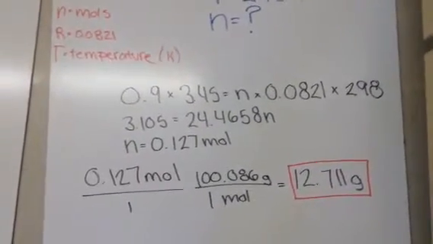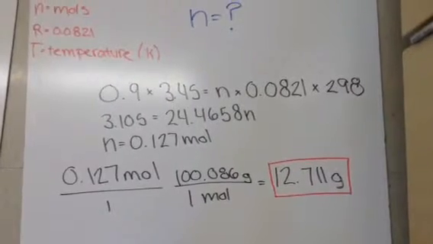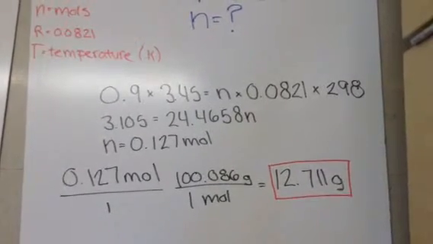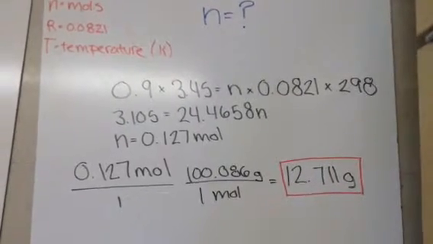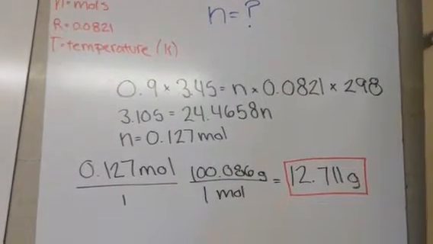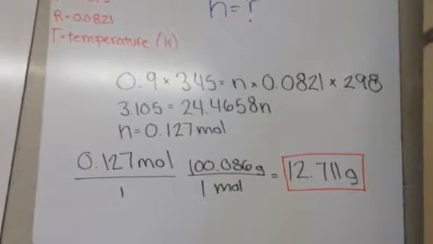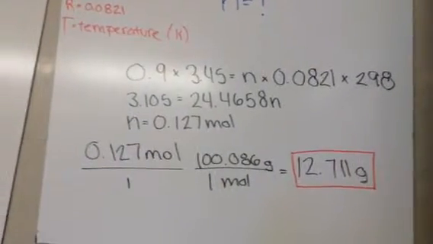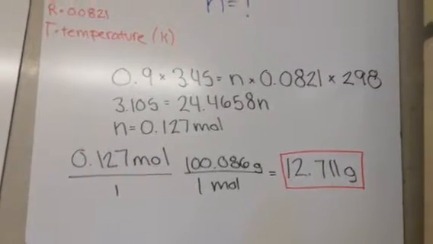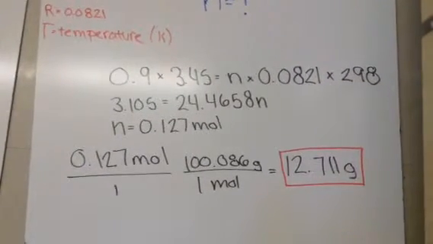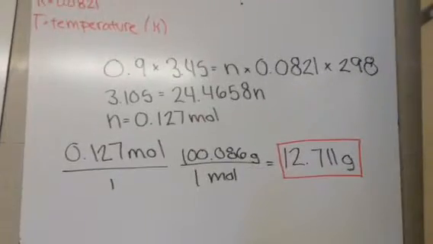0.9 times 3.45 equals n times 0.0821 times 298. If you do that math, you get n equals 0.127 moles. But the problem asks for it in grams. So we have to take that and put it over 1 and multiply it by the molar mass, which is 100.086 grams, and you get 12.711 grams.